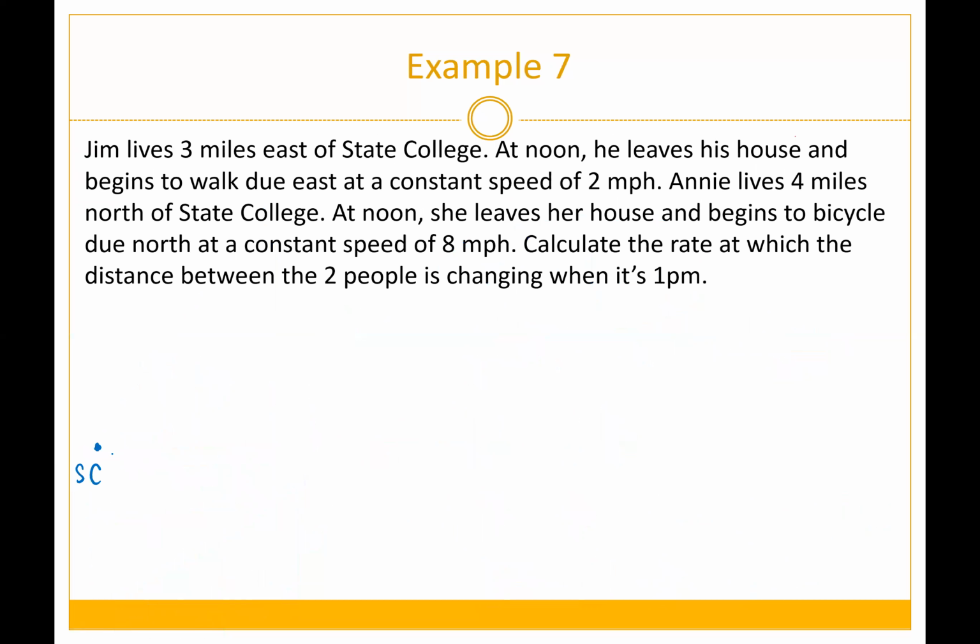So we have Jim lives 3 miles east of State College. So this is Jim, and this is 3 miles. Now, at noon, he leaves his house and walks at 2 miles per hour.